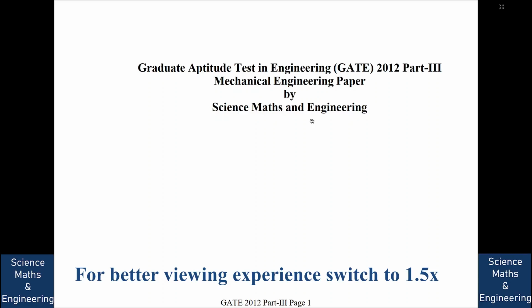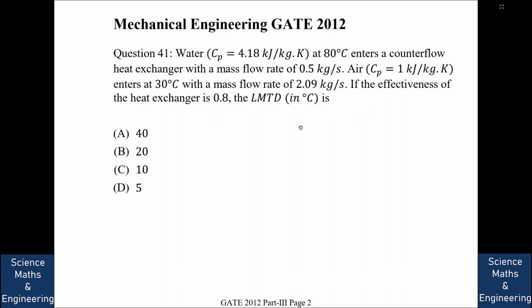Today we are going to solve the GATE Mechanical Engineering paper 2012 part 3. So let's get started. Here we have 15 questions from 41 to 55. These are all 2 marks questions, and with this we will solve the technical part, the mechanical part of the GATE 2012 Mechanical Engineering paper. The only part that will be left is the aptitude and English part.